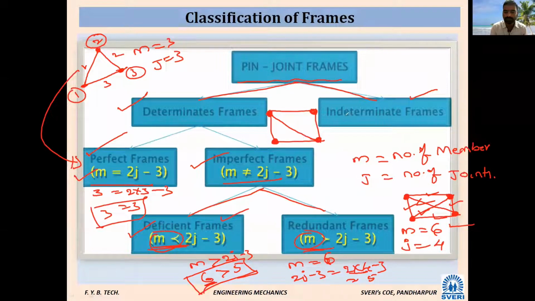How many members? Five. M is equal to 5. How many joints are there? Four. J is equal to 4. So M is equal to 5 and J is equal to 4.